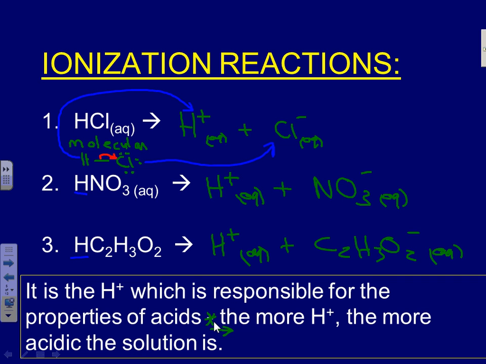So if we were to dump lots of HCl into some water, we would get lots of these H pluses, and it would be more acidic. Should we write that down? I don't need the first bullet, because I think the first bullet we know. The H pluses, that's what makes the acids behave their way. But the more H pluses there are, the more acidic the solution is.